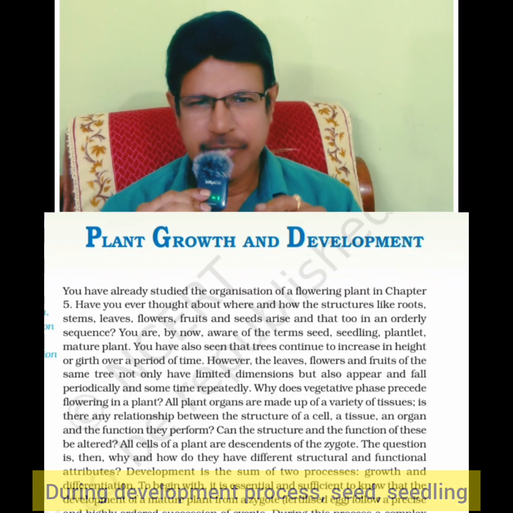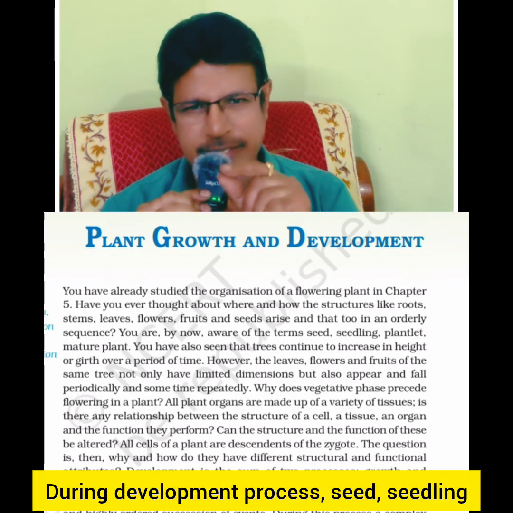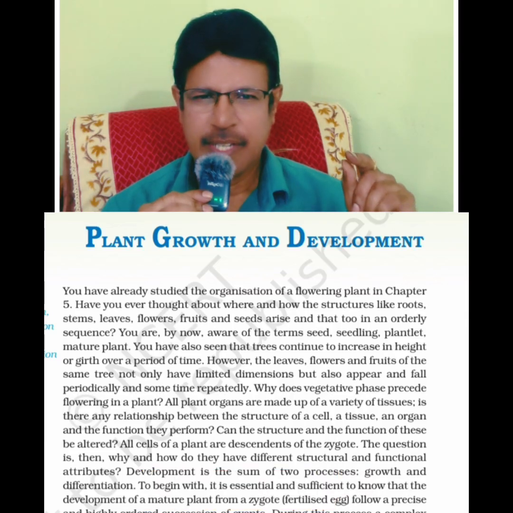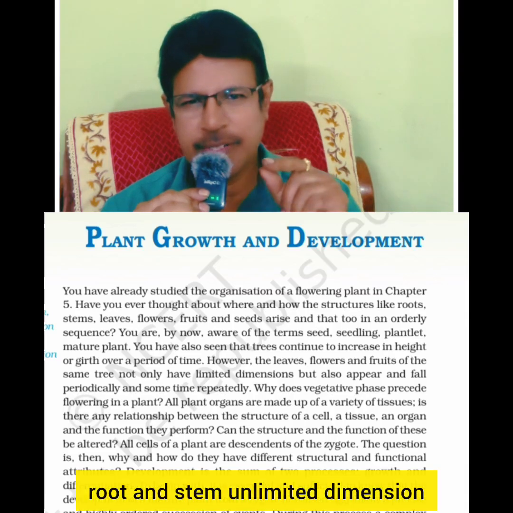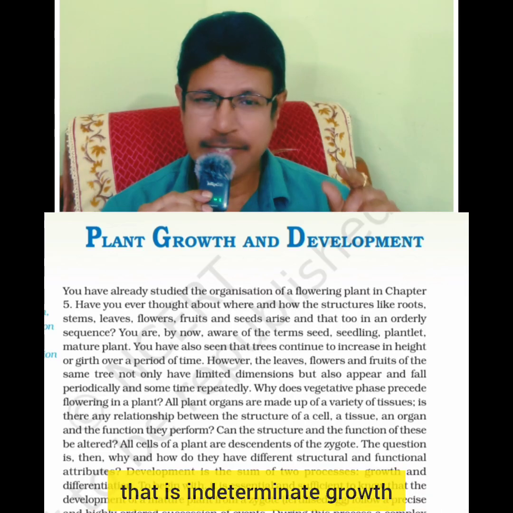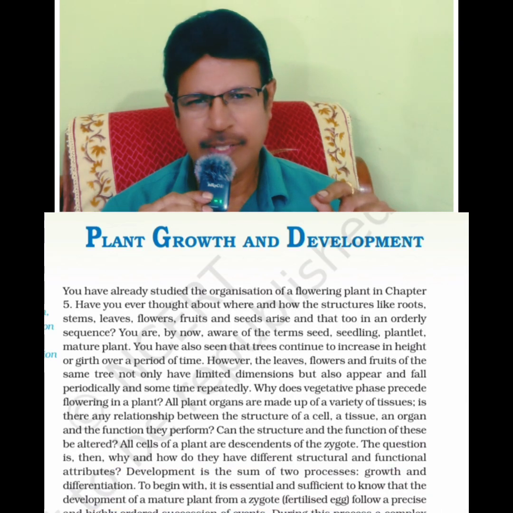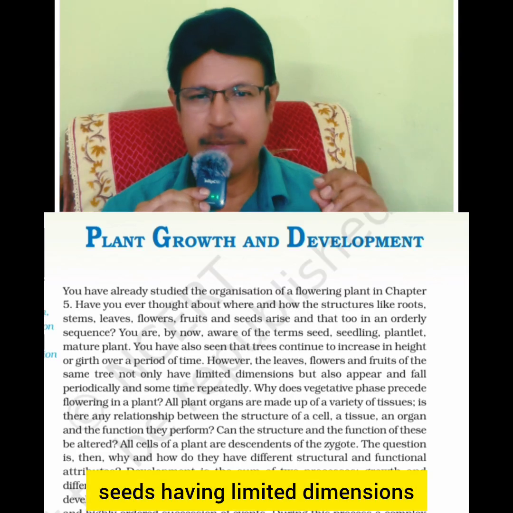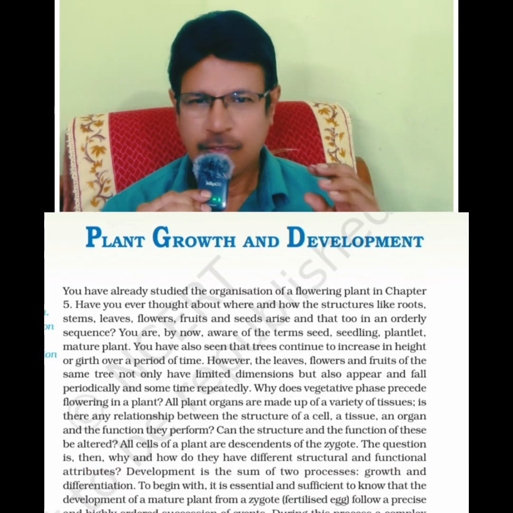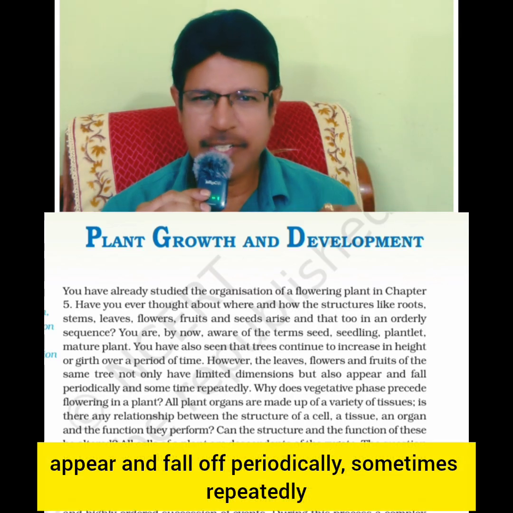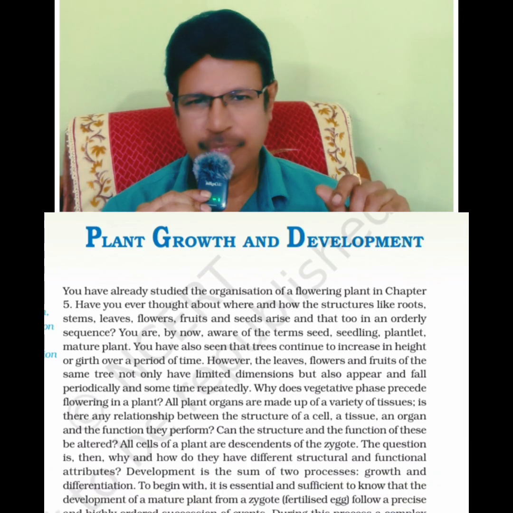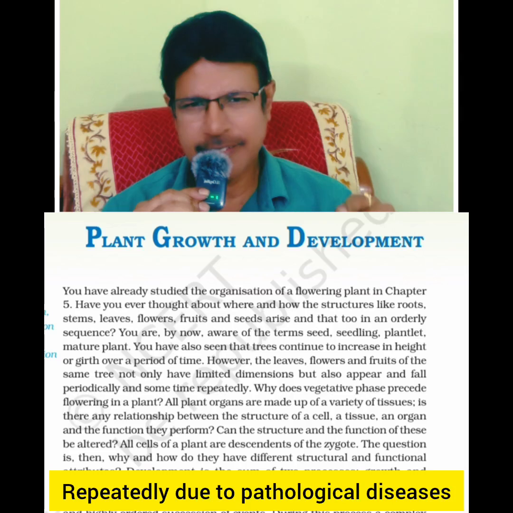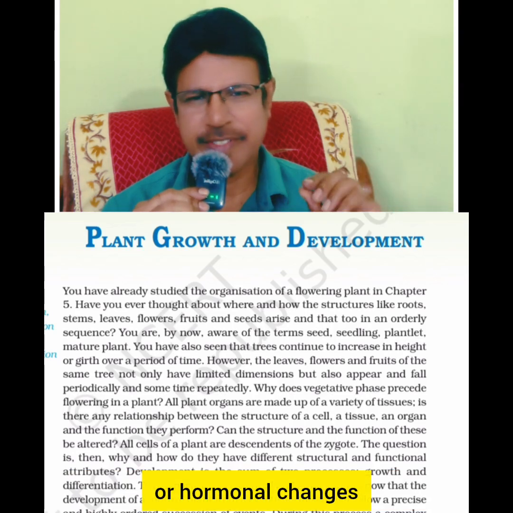Next, during the development process: seed, seedling, plantlet, mature plant, that is the tree. Of the same tree, root and stem have unlimited dimension, that is indeterminate growth. Leaves, flowers, fruits, seeds have limited dimensions, appear and fall off periodically, sometimes repeatedly. Periodically it is seasonal, repeatedly due to pathological diseases or hormonal changes.